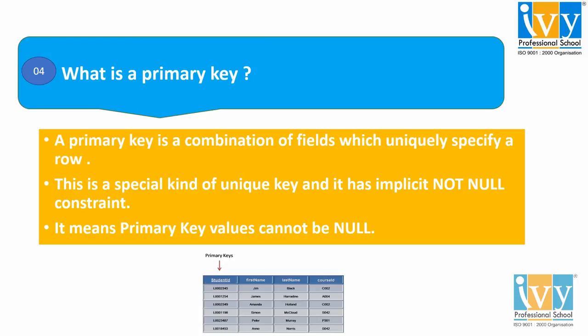One more important thing about a primary key is that a table can have only one primary key, which may consist of single or multiple fields. In the example we see in this table, student ID is the primary key. That means with the help of this unique student ID, we can identify each and every student uniquely.